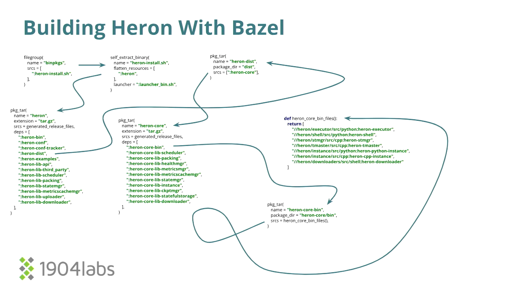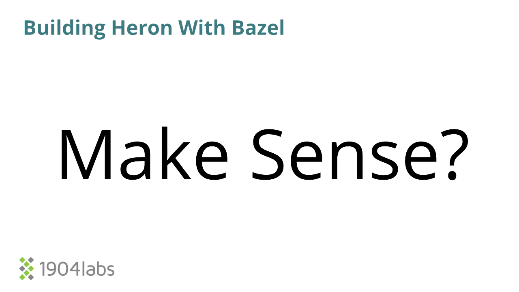So the output of that comes from this. So we have a file group that references a self-extract binary, which goes to this package tar, which loops around to this other package tar, drops down here to this other package tar, squiggles over to another one, and then loops around up here to a macro that references some Python and C++ files. Fair?